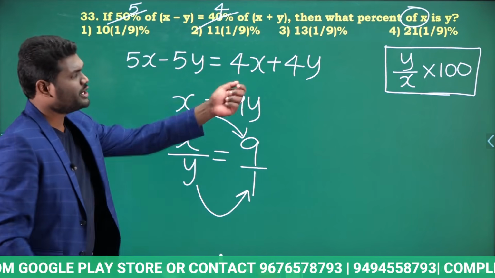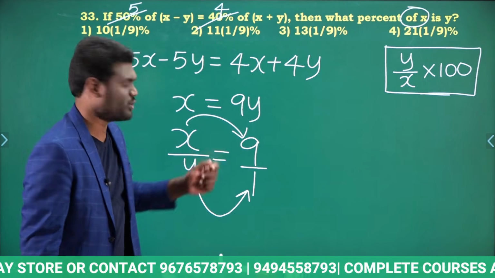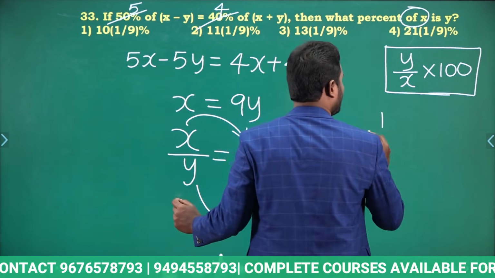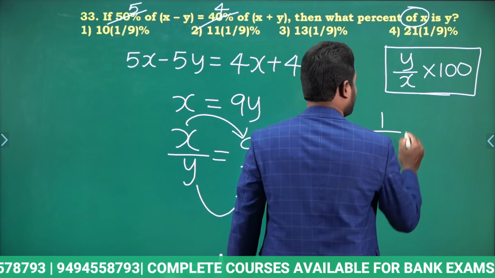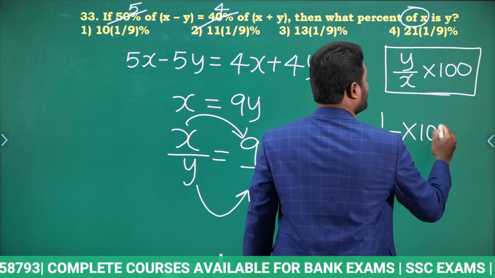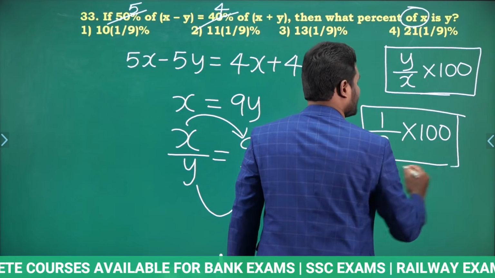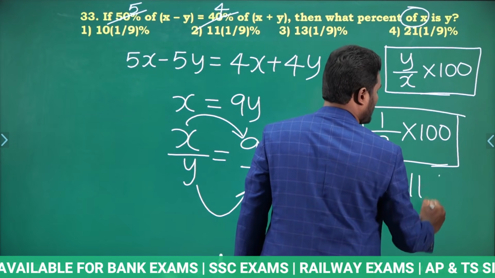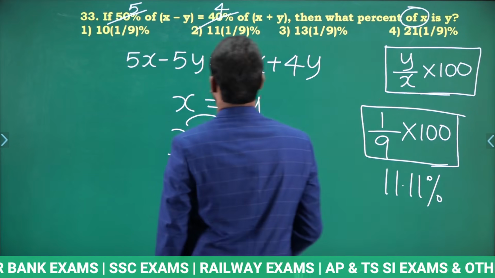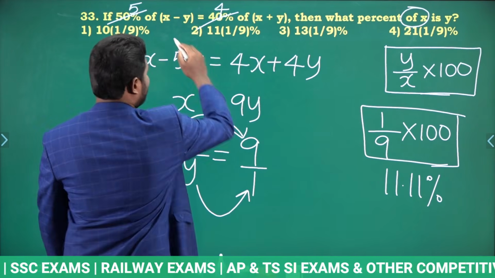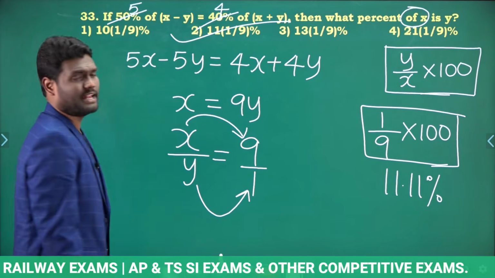Now what you need to find? You need to find y by x into 100. Y is 1 part, x is 9 parts. So 1 by 9 into 100. 1 by 9 is nothing but 11.11%. Yes or no? So the answer should be 11.11%, which is the same as 11 1/9%.